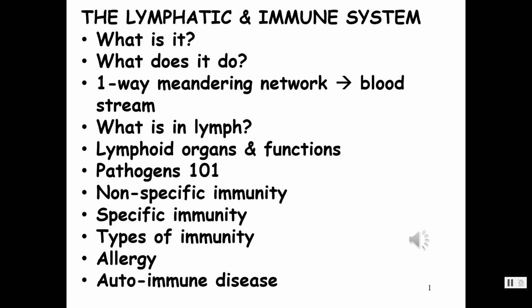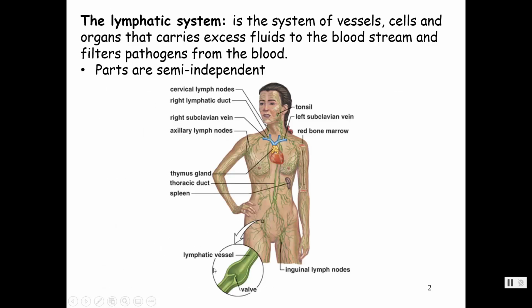it has no memory. And then I'll come back for the 3rd round, and then we'll talk about the specific or adaptive immune system. And this is the part that gets better over time. We'll talk about different types of immunity, allergies, and autoimmune diseases. So go ahead, kick back, relax, and let's do this.